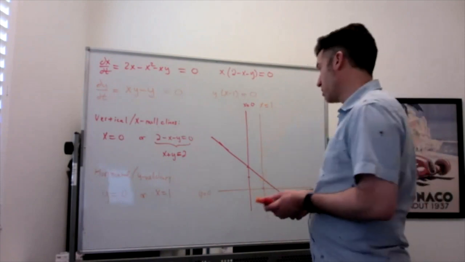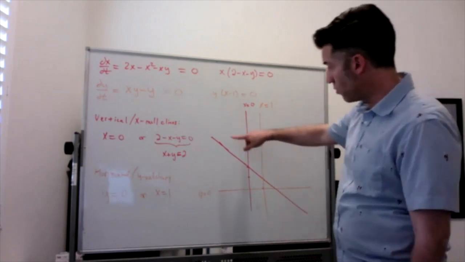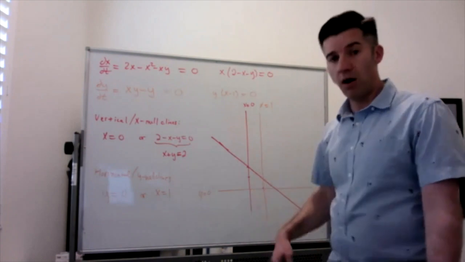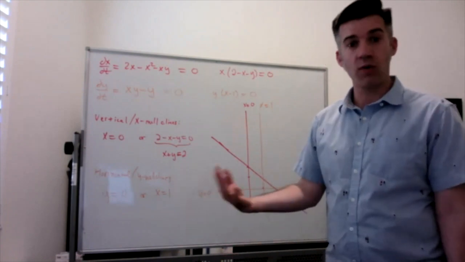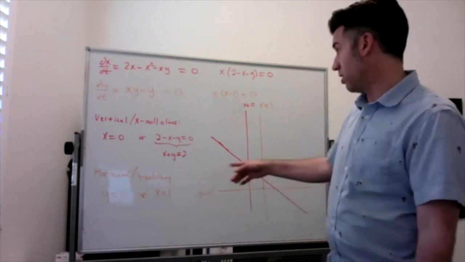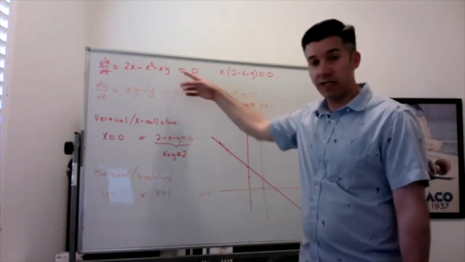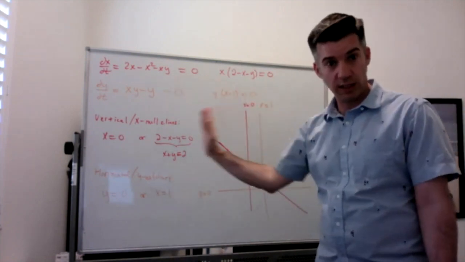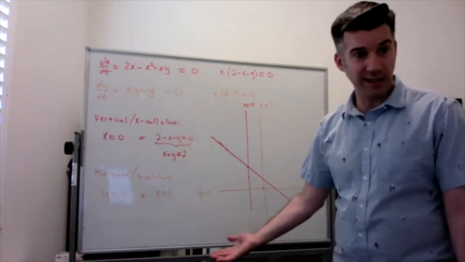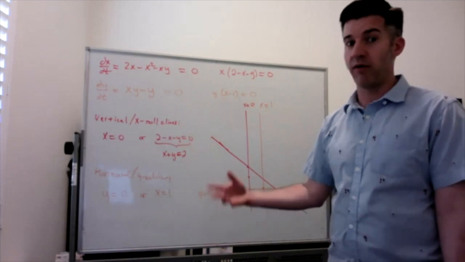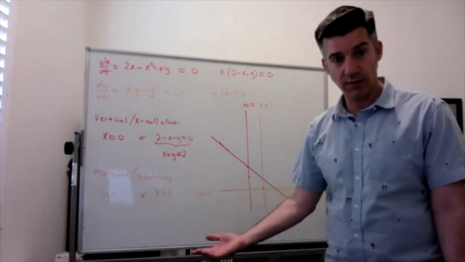Okay, so here's what we know. On these red nullclines, all of the arrows are going to point vertically, up or down, because on those red nullclines, dx dt is 0. There's no change in x. On these orange nullclines, dy dt is equal to 0, meaning there's no change in y, meaning all of our arrows are going to point horizontally.